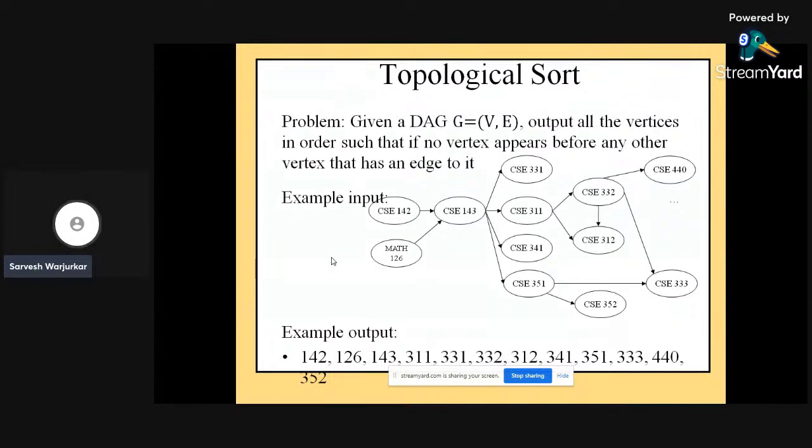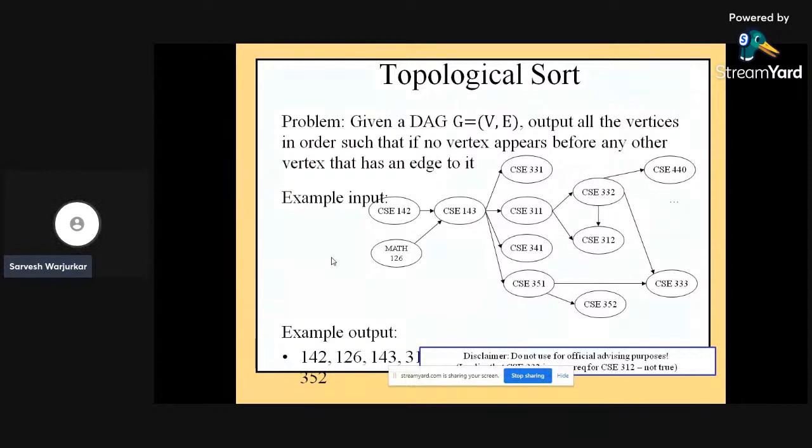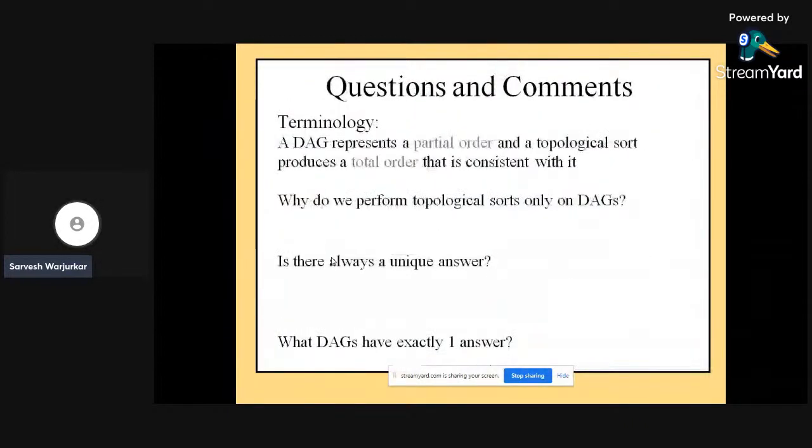In terms of output, I can say 142 to 120, 142, 126, 143, 311, 331, 332, 312, like a particular track, 341, 351, 333, 440 and 352. 440 is also connected from 333 as well. So the disclaimer is: do not use it for official advising purposes. It is a normal example, so don't worry about it.